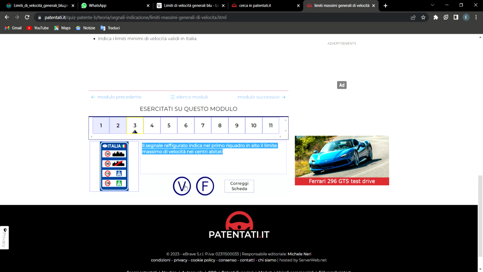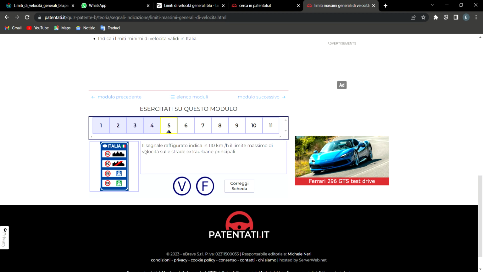So, and the answer to this one is also vero. Number four, it says, il segnale raffigurato indica in 90 km il limite massimo di velocità su strada extraurbano secondario. So don't forget, during our explanation, we simply say that in extraurbano secondario, the maximum speed that you can drive in this kind of road is 90 km. So this one is also vero.